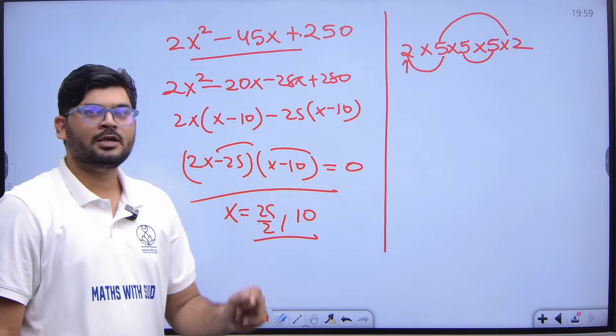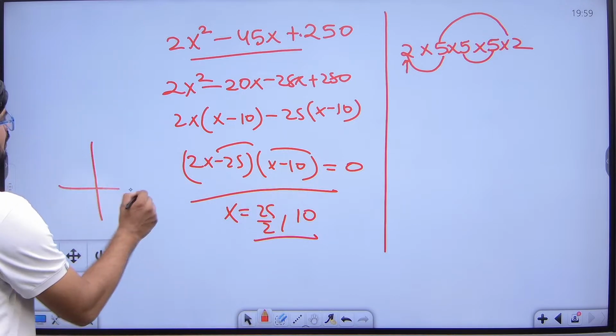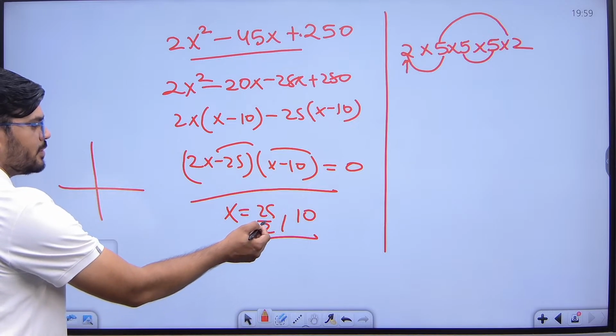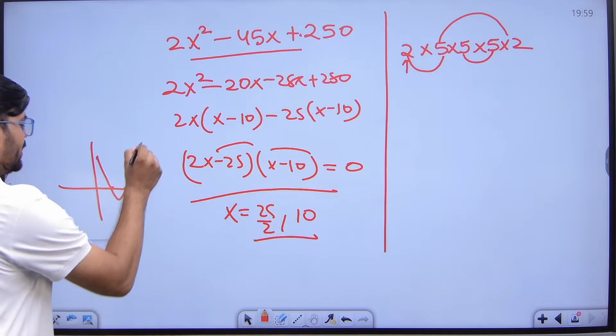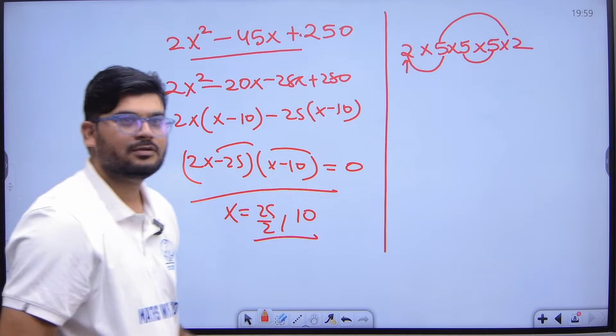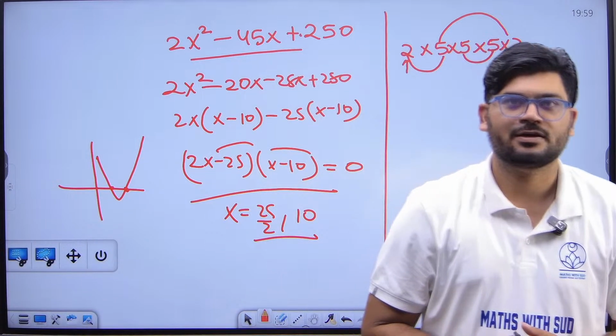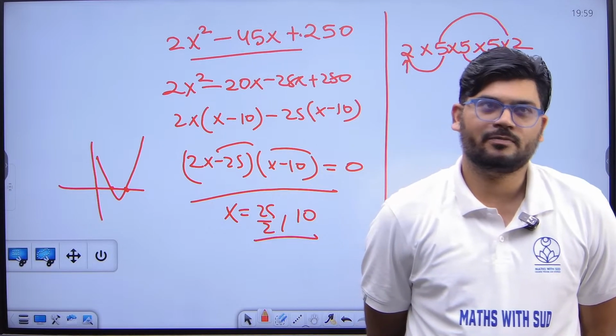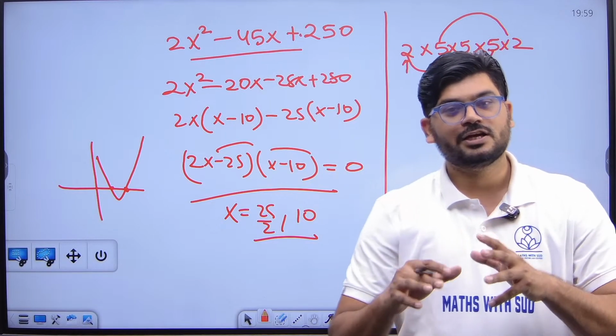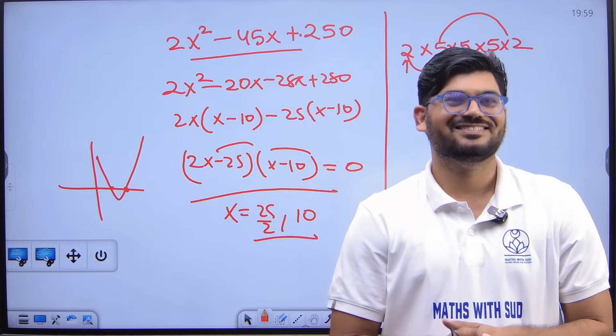This is quadratic. And if you want to show this on the graph, it will be like this. 25 by 2 is how much? 12.5. So 12.5 must be here, 10 must be here. So the graph will go like this. You can make the graph as well. Are you getting it? This is all about quadratic polynomials. I have taught you in the deepest depth level.